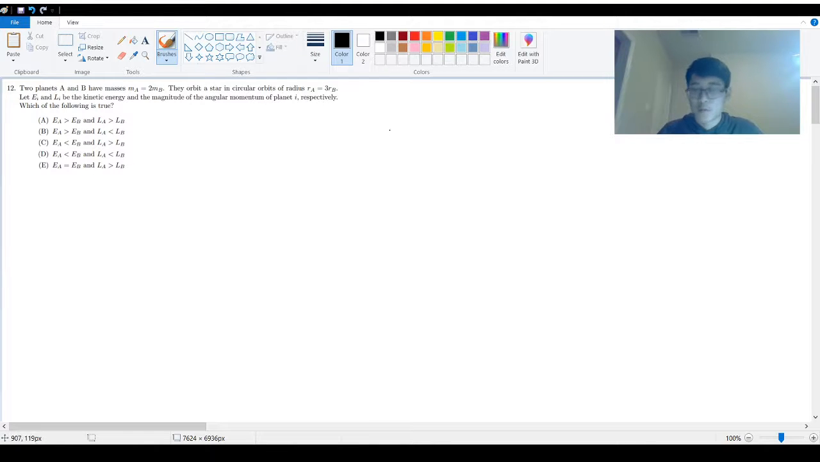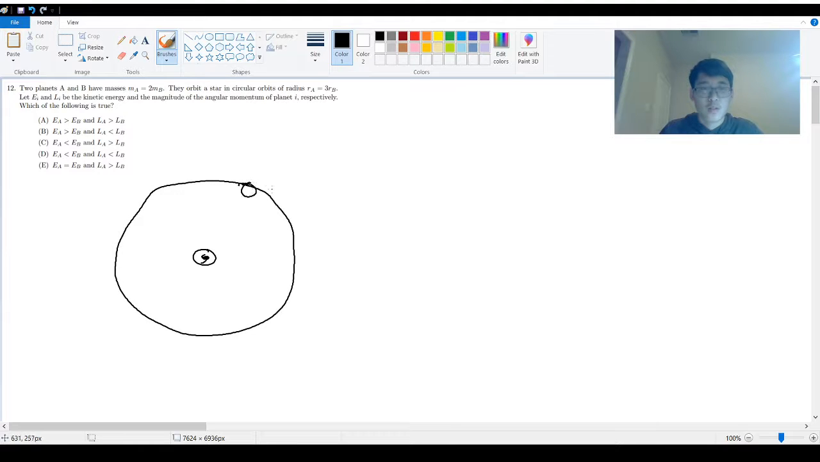This is actually one of the more straightforward problems on the test. Let's start off with drawing a diagram of what this represents. So we can have our star here, the sun maybe, as a single point in space. And we know that the mass of A is 2 times the mass of B. We also know that the radius of A is 3 times the radius of B. So let's draw A first. So this is mA equal to 2mB.